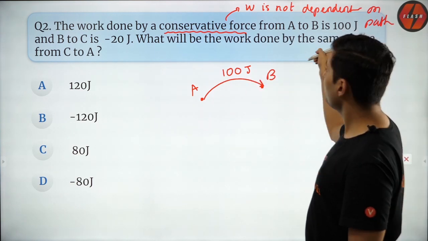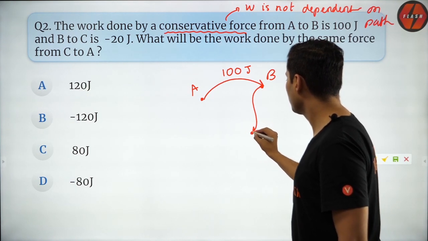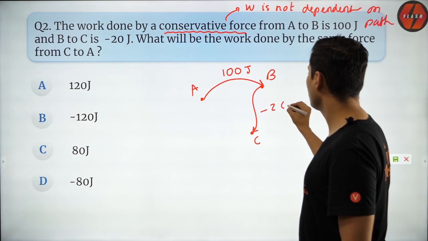So it's not dependent on the path. Next, from B to C. So C could be some point, let's say here. So from B to C, how much work is done?